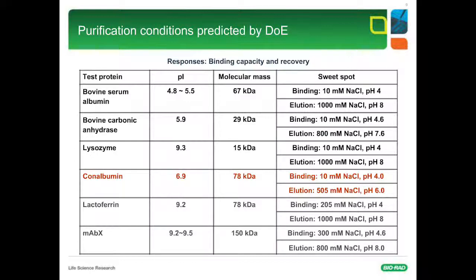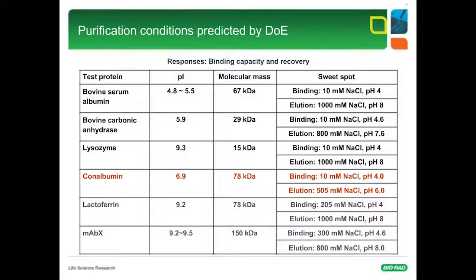On the right-hand side of the table, you can see the sweet spots we identified from DOE. For the first 3 columns of proteins, the BSA, the carbonic anhydrase, and lysozyme, if you take a closer look at the binding and elution conditions, you may notice that these proteins interact with Nuvia C' like cation exchange resin, namely binding at low pH, low salt, and elution at high pH, high salt.